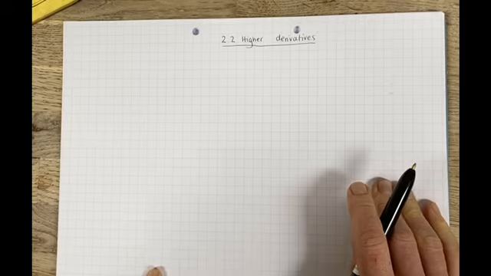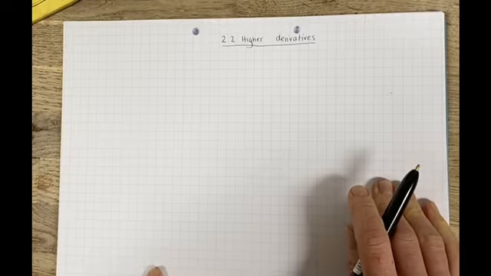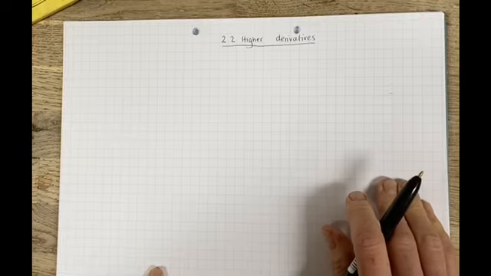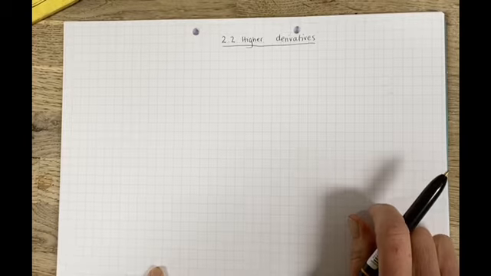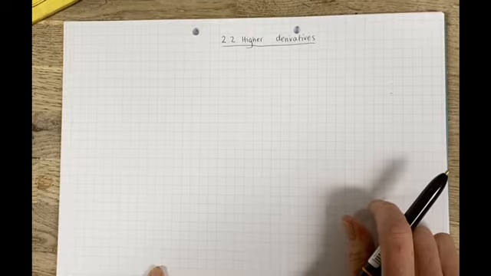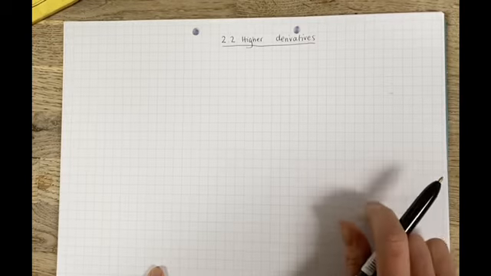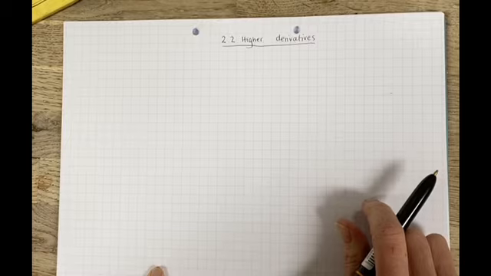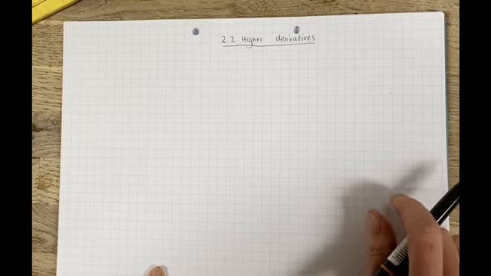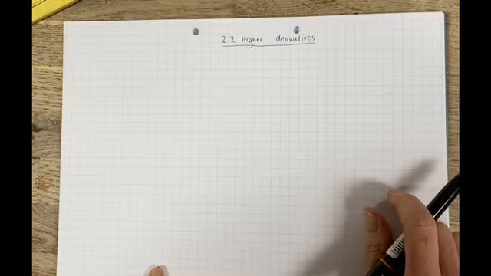Okay, higher derivatives. You should already know two derivatives. The first derivative is when you differentiate a function once, and the second derivative is when you differentiate that derivative. You can actually carry on differentiating the second derivative to obtain the third derivative and the subsequent derivatives.